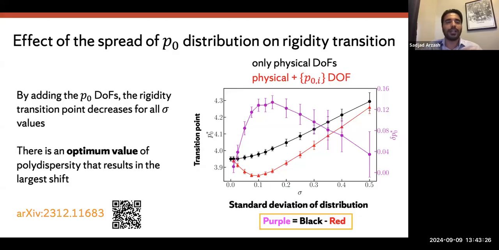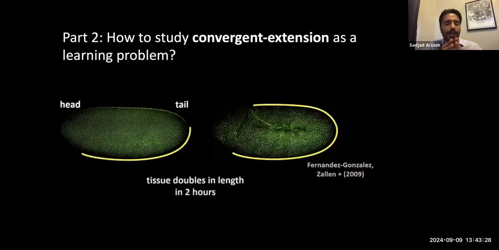of my talk. In the second part, I'm going to talk about how we can study convergent extension in Drosophila in terms of a learning problem. All I talked about in the previous part was the rigidity transition. How can I shift the rigidity transition by adding these new variables as degrees of freedom? But here I would like to actually get this kind of flow.